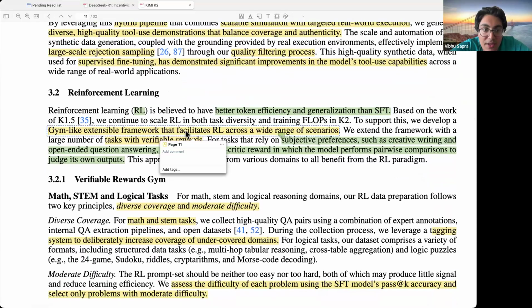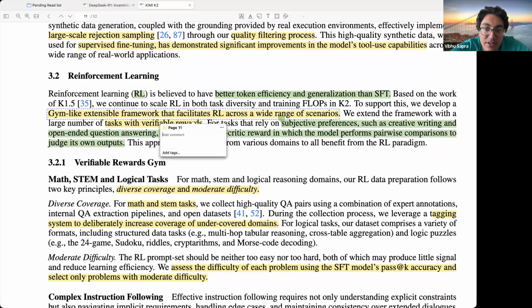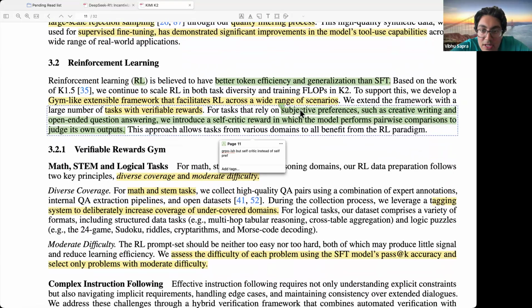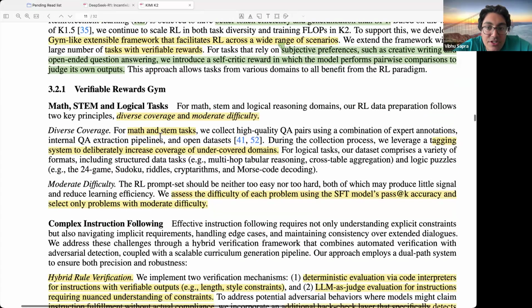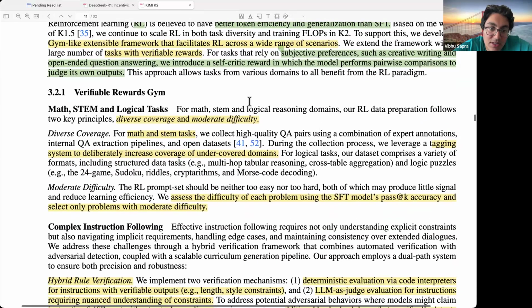This is understood. They have a gym-like extensible framework that facilitates RL across a wide range of scenarios. Tasks with verifiable rewards. Subjective preferences such as creative writing and open-ended question answering. We introduce a self-critique reward in which models perform pairwise comparisons to judge their own outputs. It's similar to GRPO, right? In GRPO, you output a bunch of outputs and then you do preference over the group of outputs to find the best. This instead is, you have a self-critique over your output and you judge your own output. So it's kind of interesting how they do RL for creative writing and open-ended questions.